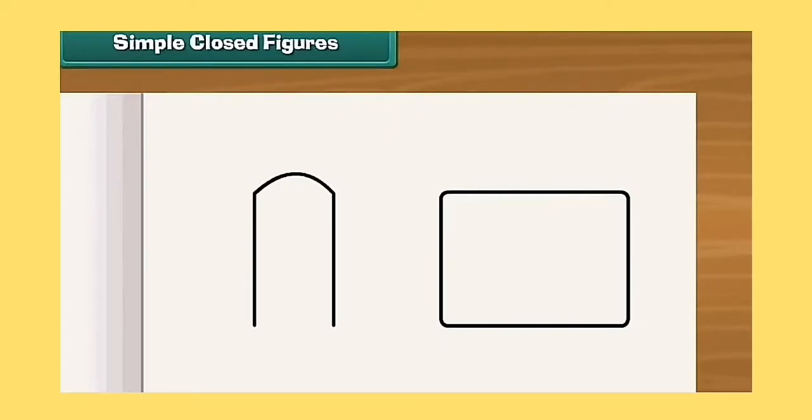Now have a look at this. These are simple closed figures. Let us see what they are. Look at the first figure. It is an open figure. Why? Because it starts at one point. It's an open figure which is starting at one point and it is ending at the other point. You see, it is starting at this point and it is ending at the other point.